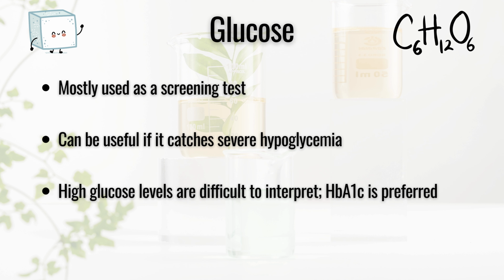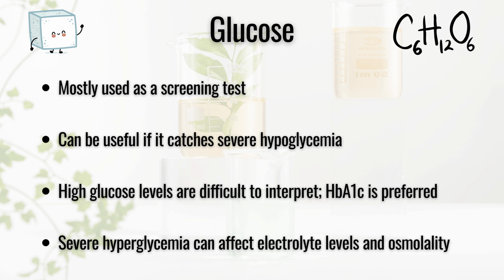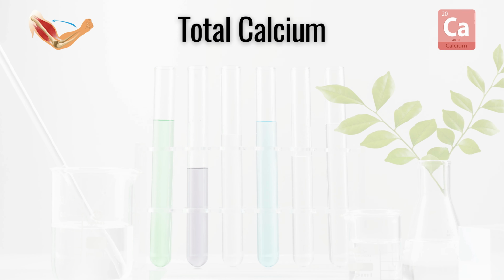The hemoglobin A1C is generally considered more useful in evaluating a patient for diabetes. In patients where the glucose level is greater than 300 or 400, there may be accompanying electrolyte disturbances like hyponatremia and hyperkalemia, as well as changes in serum osmolality. In clinical practice, we typically like to follow fingerstick glucose levels rather than the glucose on a BMP to guide our treatment. The last electrolyte to discuss on the BMP is the total calcium.